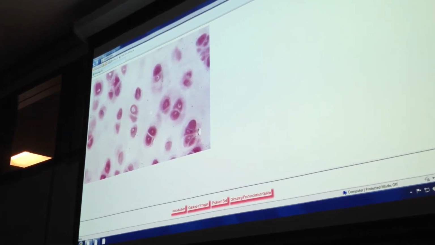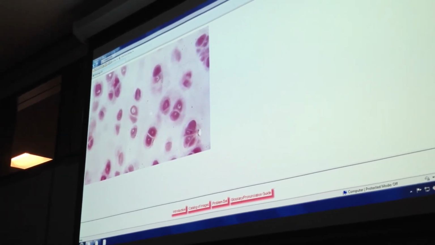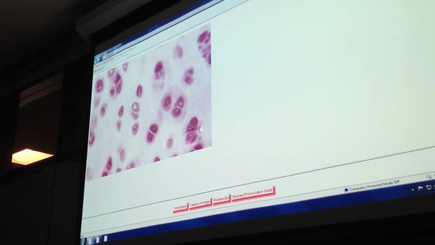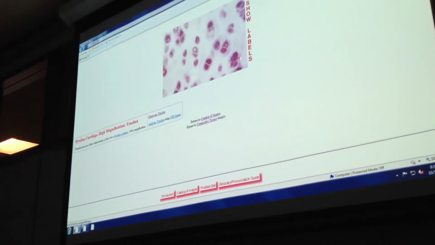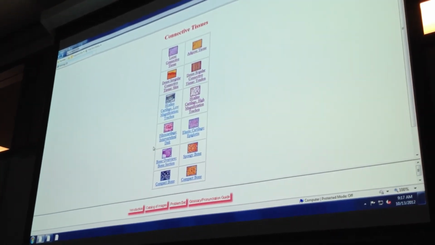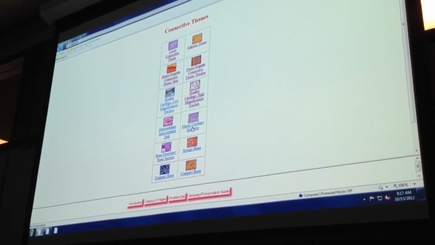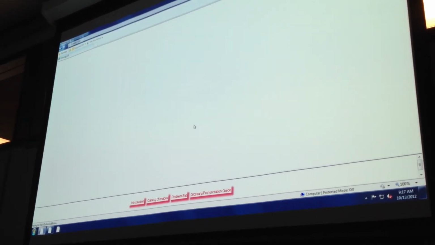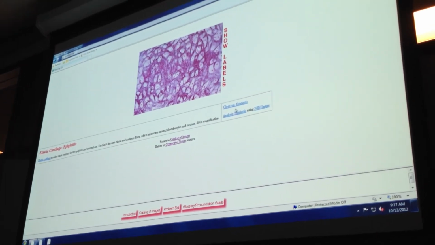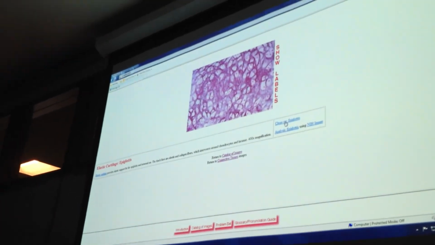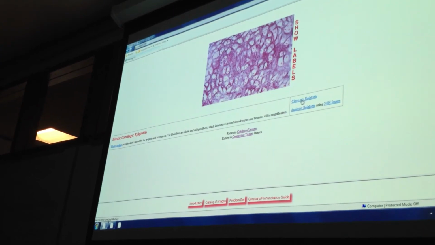Would you say the non-living matrix was adipose? I'm sorry? The non-living matrix an adipose? Do this guy next. You see what it is? Epiglottis.